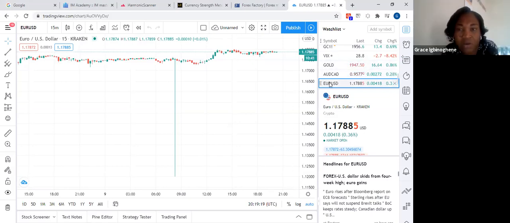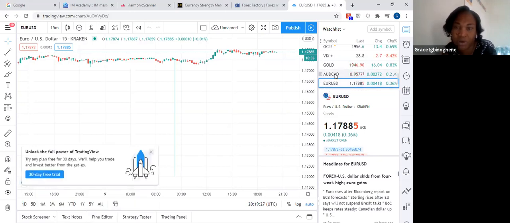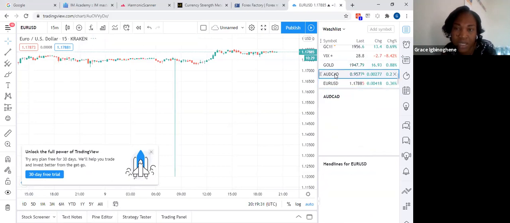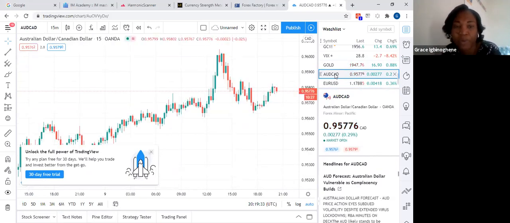So to my right hand corner, I have the currency pairs that I can trade. So I want to trade AUD/CAD. To my right hand corner, I click on it and then the chart populates here.